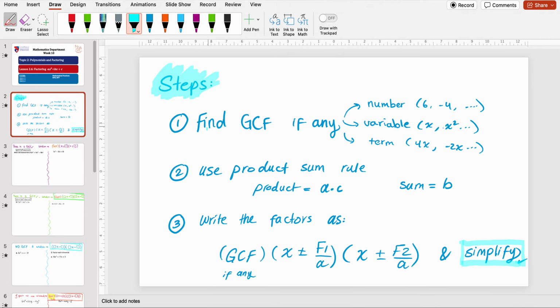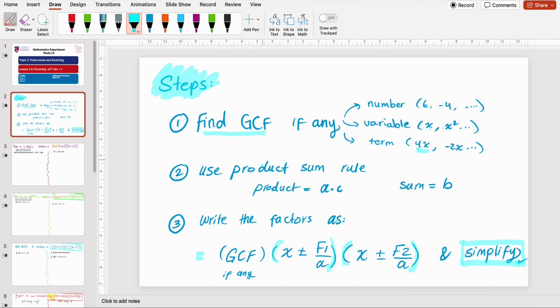Always and always make sure to find the GCF first. If you were able to find the GCF, it will be part of your answer. It's going to be a term written before the two factors that you're going to write later on. The GCF might be a number, might be a variable, might be a term like a number and a variable. We're going to see that in a minute.